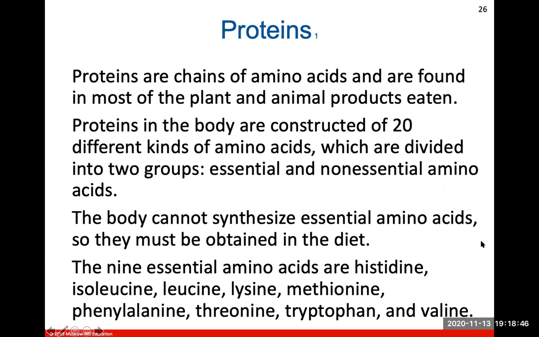Proteins then are just chains of amino acids and are found in most of the plant and animal products eaten. They're constructed of 20 different kinds of amino acids, which are divided into 2 groups, whether they are essential or non-essential. The body cannot synthesize essential amino acids, so we must obtain those from our diet. And the 9 essential amino acids that we must obtain from our diet are listed there.